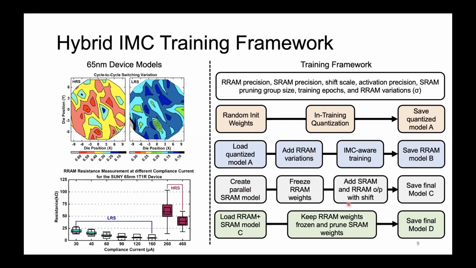We freeze the RRAM weights and then combine the output from the SRAM model and the RRAM model in order to generate the hybrid architecture. But in this case, we only perform backpropagation for the SRAM path, and then we generate a model C. Finally, we take this model C, we keep the RRAM weights still frozen, and then prune the SRAM weights such that we can reduce the overall overhead from the SRAM macro in order to generate the final model D.